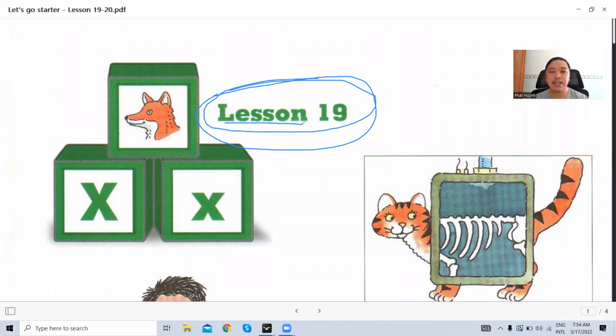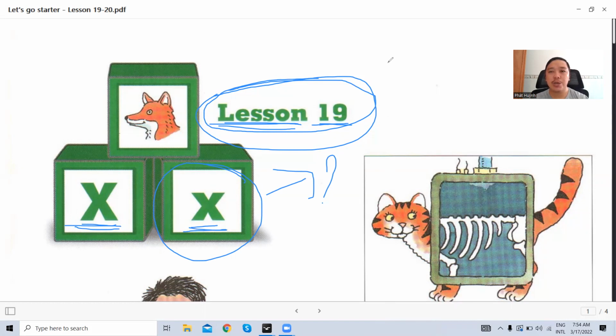Lesson 19. So what is lesson 19? Lesson 19 là gì các bạn? Tiết 19. Okay, what is it in English? Đây là gì trong tiếng Anh với các bạn? X. Okay, ký tự X nha.